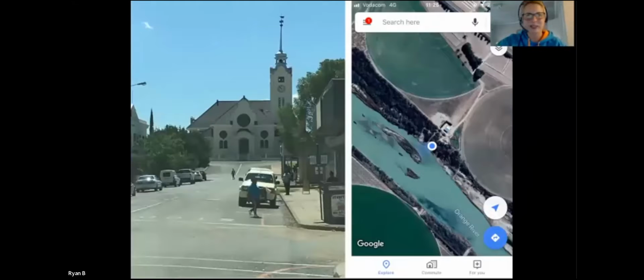From Vanderkloof, we crossed the border into Prieska, the Northern Cape. I love Prieska. It is a really great little town. I like it for a couple of reasons. Firstly, because it has this absolutely beautiful little church, which I just love. It's my favorite in South Africa.